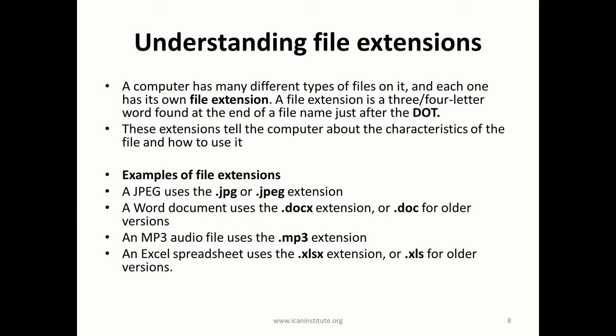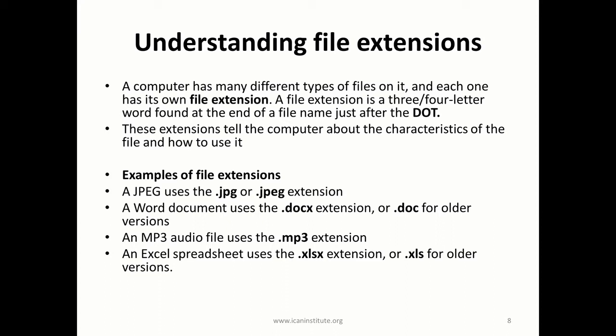What are file extensions? The computer has many different types of files on it, and each one has its own file extension. A file extension is a 3 or 4 letter word found at the end of the file name, just after the dot. These file extensions tell the computer about the characteristics of the file and how to use it.